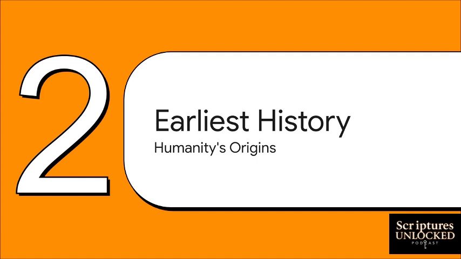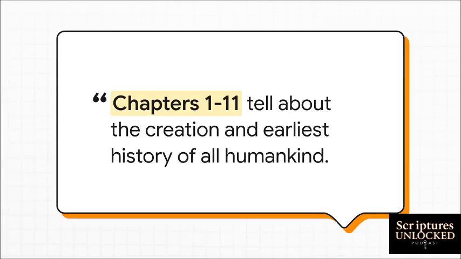Moving right along to Section 2, humanity's earliest history. So before we even get to that single chosen family, the narrative starts incredibly wide. As you'll see, chapters 1 through 11 are entirely universal. They tell this sweeping, epic creation story and the earliest history of literally all humankind. We're not localized to one specific group yet. This is the story of humanity as a whole, just trying to figure out survival in a brand new world.